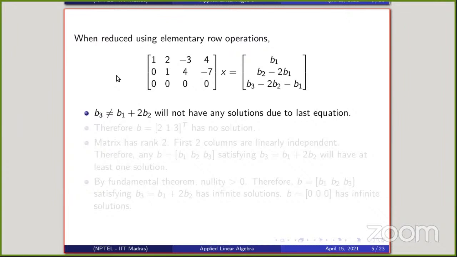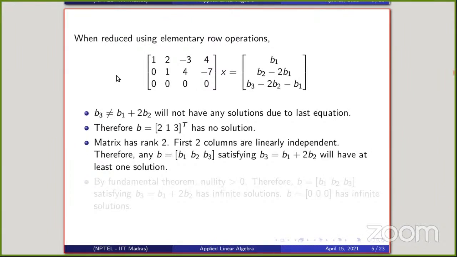So there will be no x belonging to R4, which will be a solution to the system of linear equations. So we'll not have any solutions due to the last. Next. As we see in the option, we had (2, 1, 3) transpose, which does not satisfy this condition, which basically satisfies B3 not equal to B1 plus 2 B2. So it will have no solution.